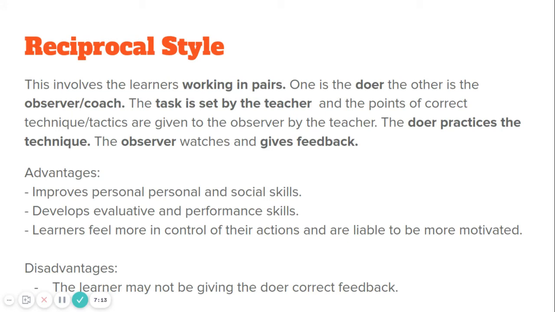The disadvantages are the learner may not be giving the doer correct feedback. If it's a friend and there's some quite strong personalities in the friendship, it might be that one person doesn't feel as confident giving negative feedback or feedback for improvement to the person that they're working with.